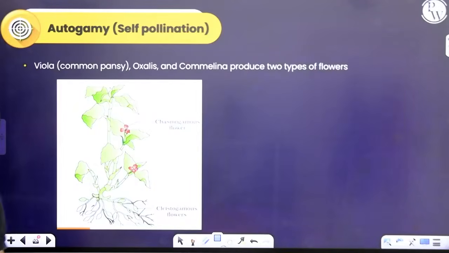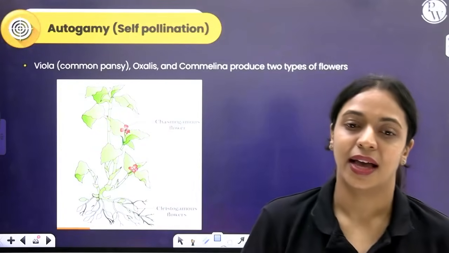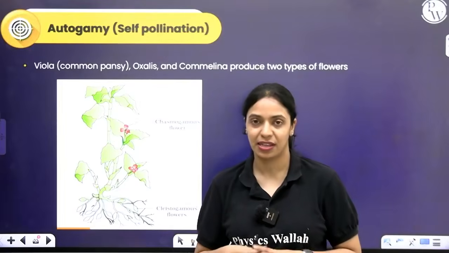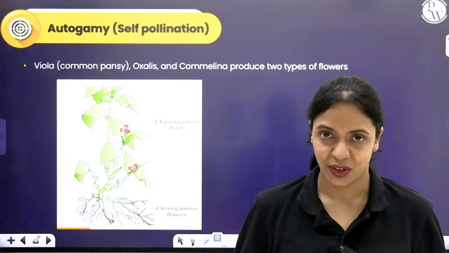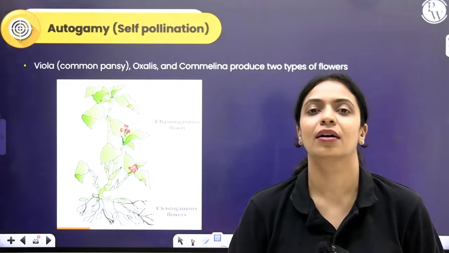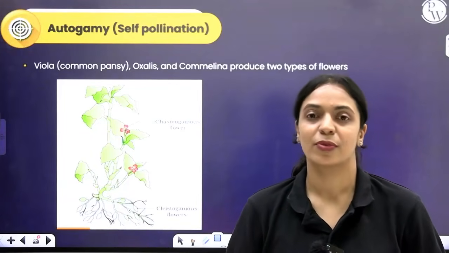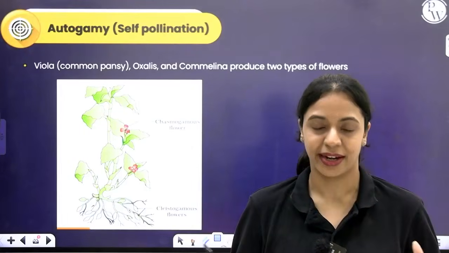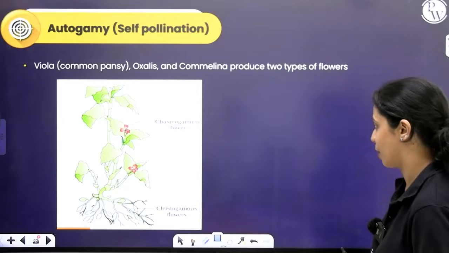Okay, now there are some species of plants like viola, commelina and oxalis in which two types of flowers can be found within the same plant. One type of flower blooms, exposes the anther and stigma, that is called chasmogamous flowers. There is another type of flowers which does not bloom, which is always closed. It does not open and expose the anther and stigma. Such closed flowers are called cleistogamous flowers.